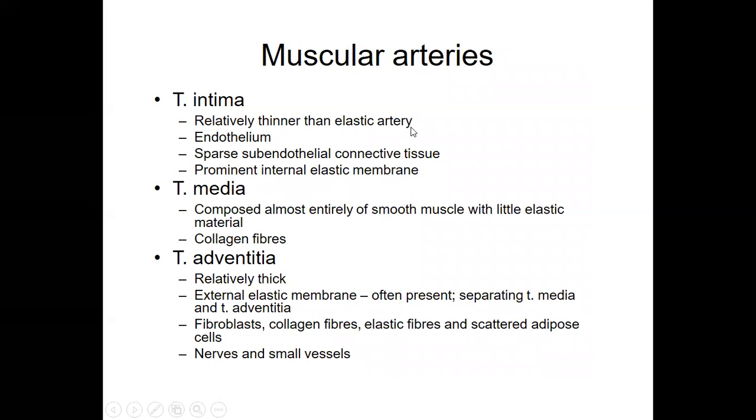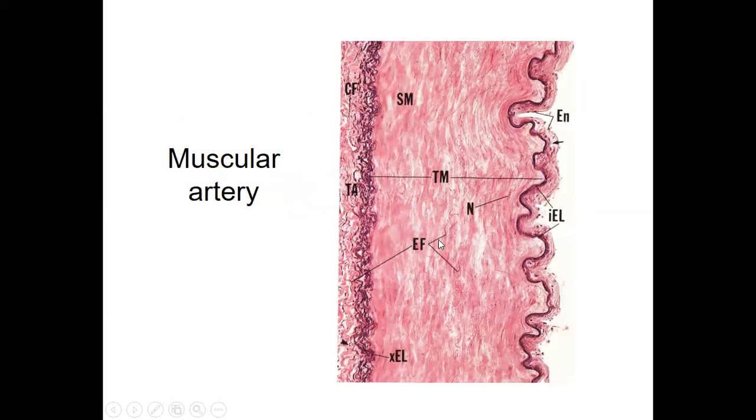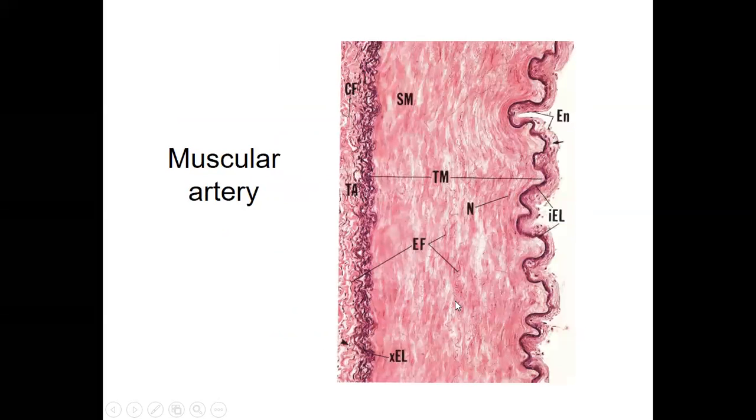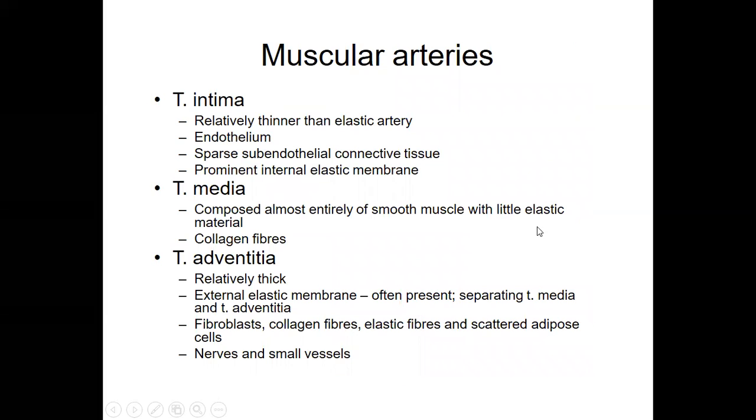The tunica media is composed almost entirely of smooth muscle with little elastic material. So most of the tunica media is composed of smooth muscles and only a small component of elastic material. You can see here the small amount. EF is elastic fiber, a small amount of the elastic material. And then the third layer, the outermost layer, is the tunica adventitia.